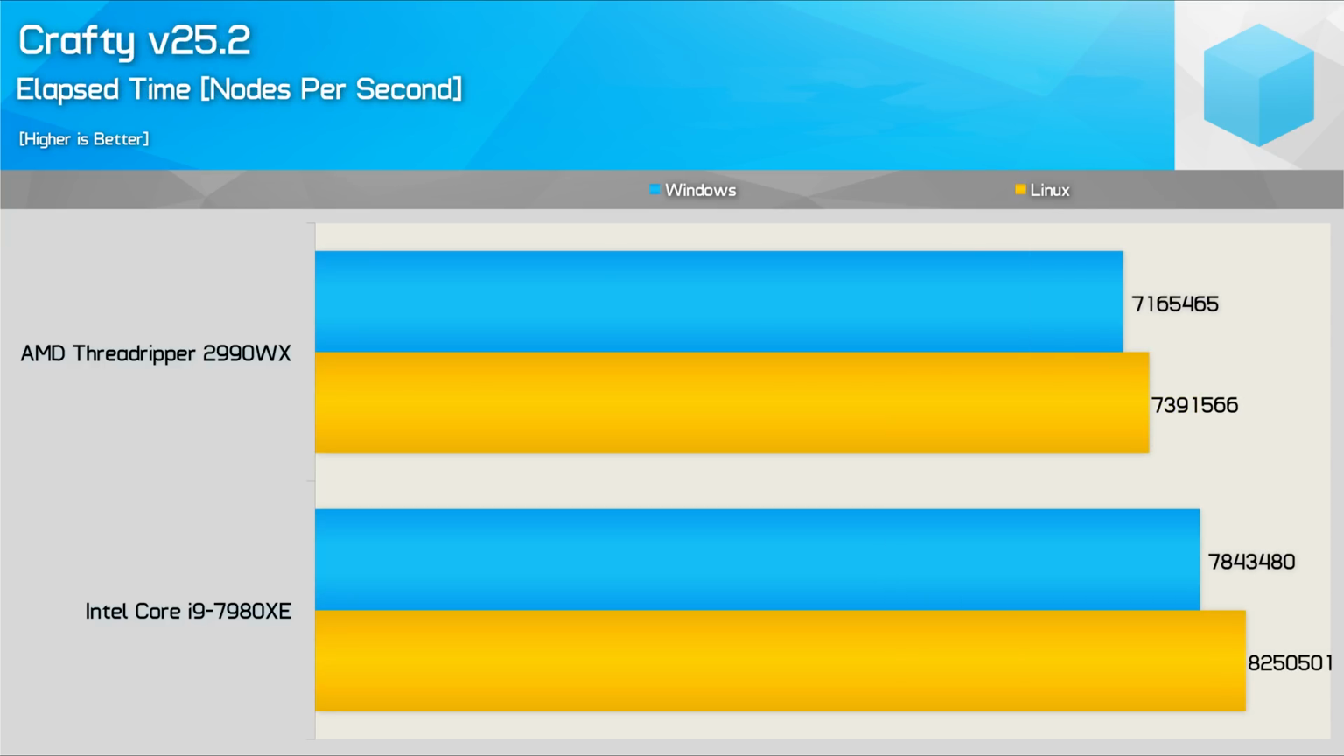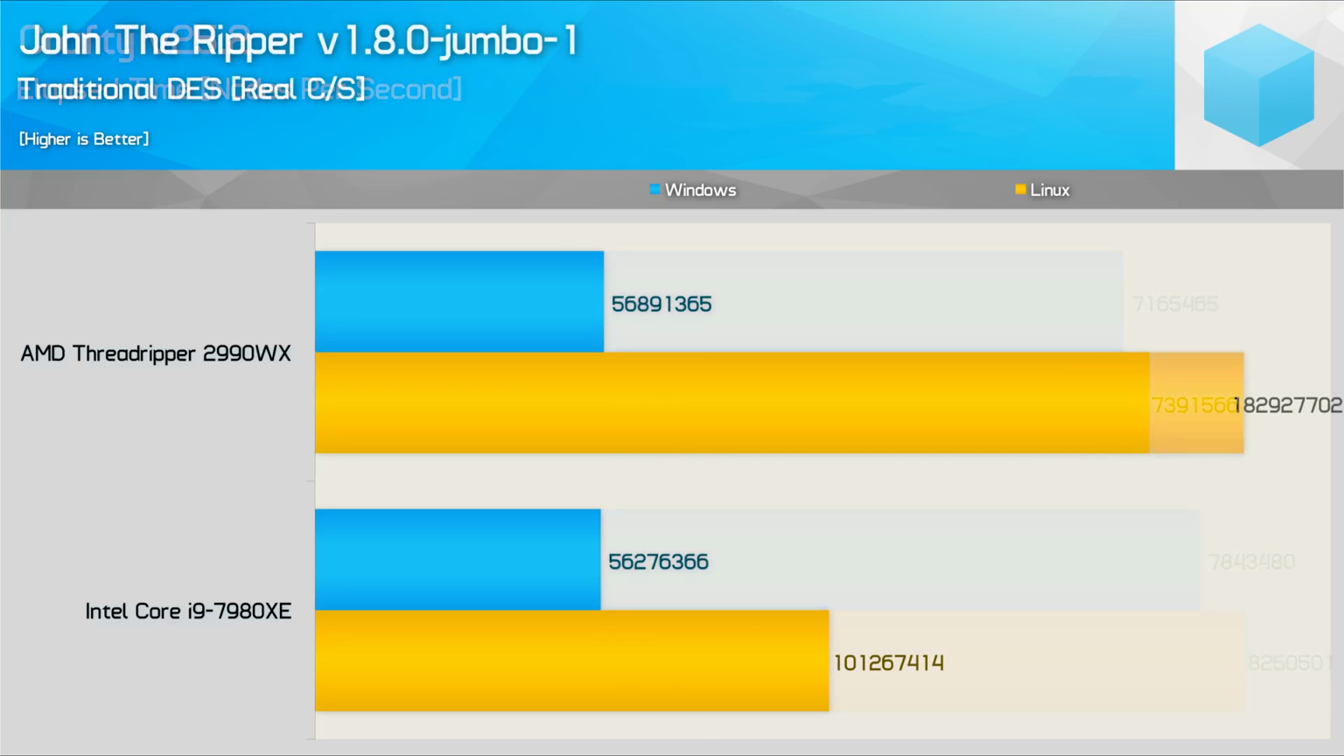The last chess benchmark we're going to look at is Crafty, and again, we're measuring performance in nodes per second. Interestingly, the Core i9-7980XE wins out here and saw the biggest performance uplift when moving to Linux. A 5% performance increase was seen, opposed to just a 3% increase for the 2990WX, and this made the Intel CPU 12% faster overall.